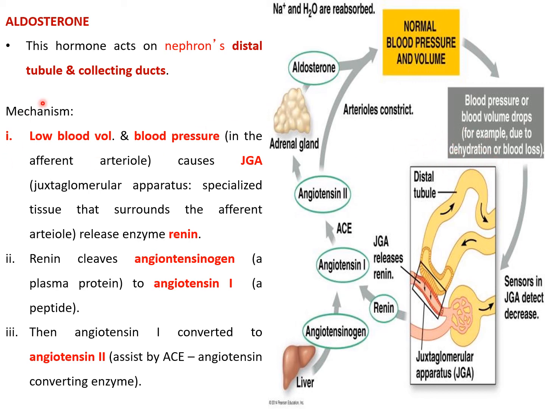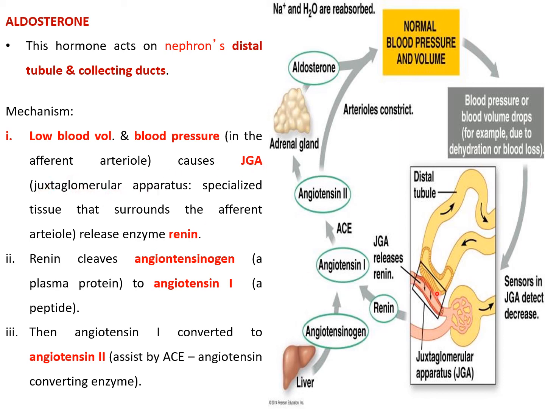Okay, dehydration. So the mechanism: low blood volume, and also low blood pressure in the afferent arteriole. This is the afferent arteriole here. Ingat, afferent arteriole masuk kepada glomerulus and then keluar melalui efferent arteriole. Okay. So low blood volume and blood pressure in the afferent arteriole causes JGA. JGA stands for juxtaglomerular apparatus.